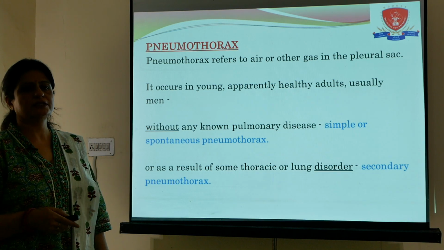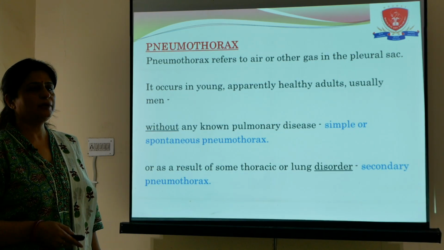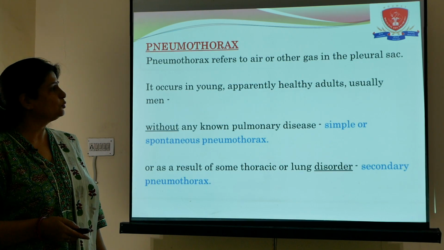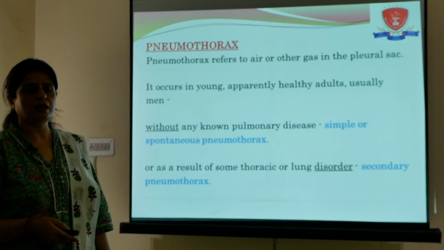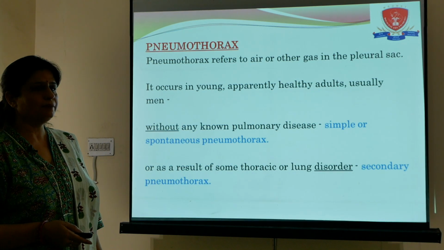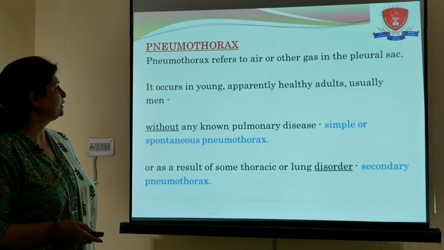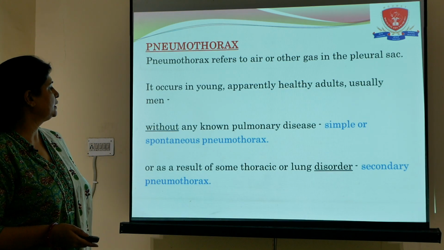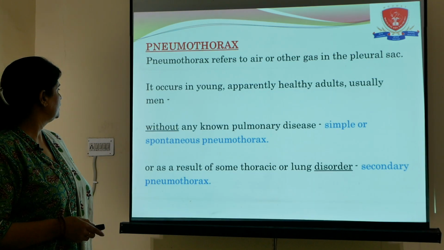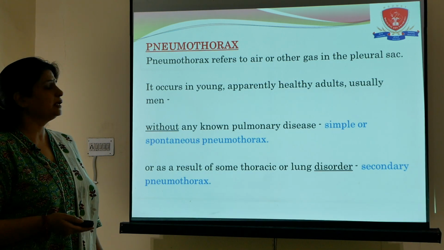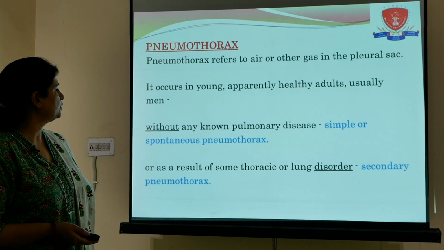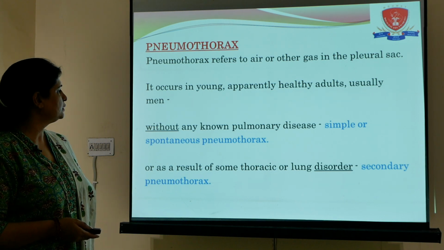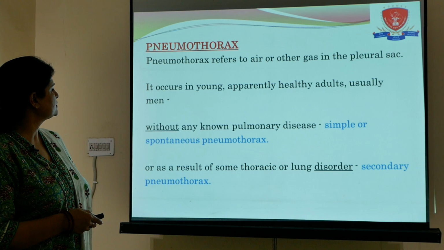Pneumothorax. What is pneumothorax? Pneumo stands for air, so it means air in the thorax. It is air or any other gas in the pleural sac. It occurs mostly in young, apparently healthy men, and it can be without a primary reason in the lung or with some previous disorder of the lung. If there is no previous abnormality or disease, it is simple or spontaneous pneumothorax. Otherwise, if there is some pre-existing abnormality or disorder, then it is secondary pneumothorax.